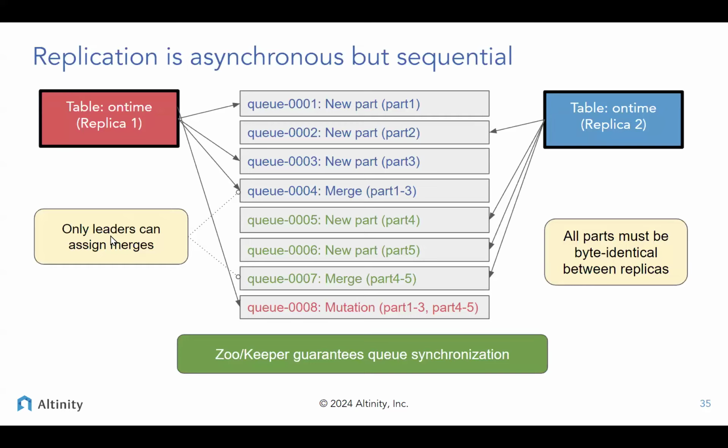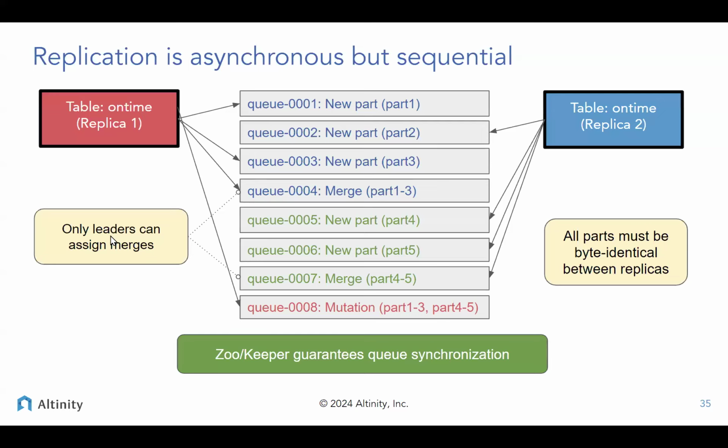As the parts are being added to each of the replicas, you'll see these records in the replication queue. For example, the right side replica might add items 1, 2, 3, 4, where we're basically adding 3 parts. They get added to the server.